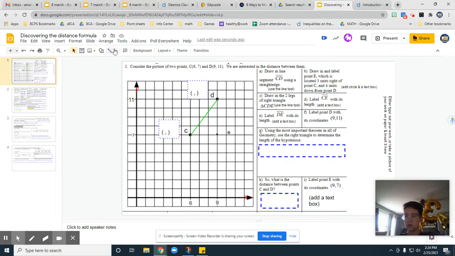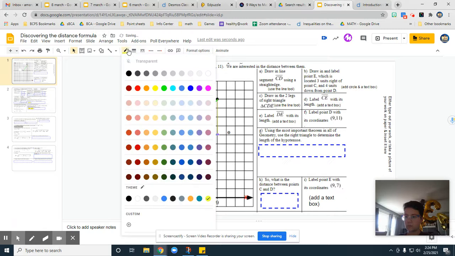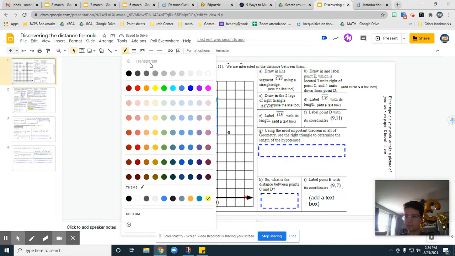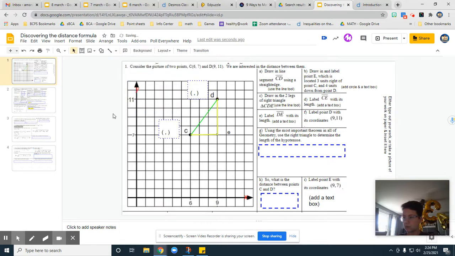Draw in the 2 legs of a right triangle, CDE. Use the line tool, okay? So you're going to grab the line tool, go from C to E, and grab the line tool again, E to D. And again, we can make those lines thicker so that they're easier to see. All right. That is 3 done.